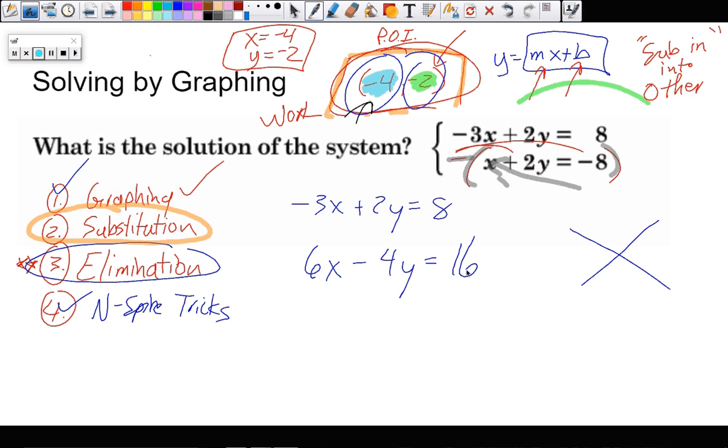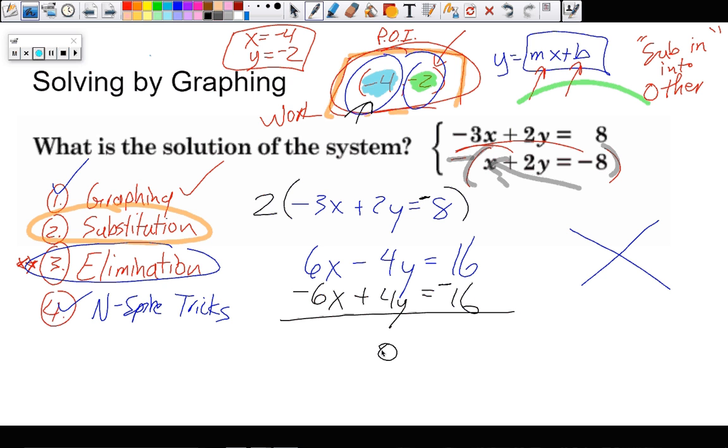Watch. If I multiply the top by 2, oh, it's going to be no solution. I'll get negative 6x plus 4y is equal to 16. Let me change this up to a negative so I get my negative 16. You with me? Now look. If I add the left, I get 0. If I add the right, I get 0. So listen, there's no one solution. You have infinite solutions or you have no solution.